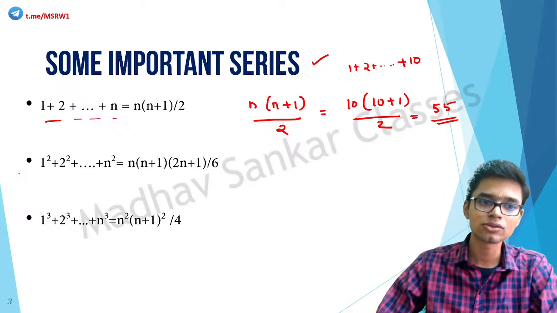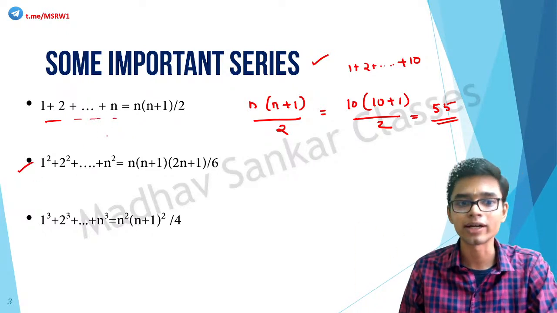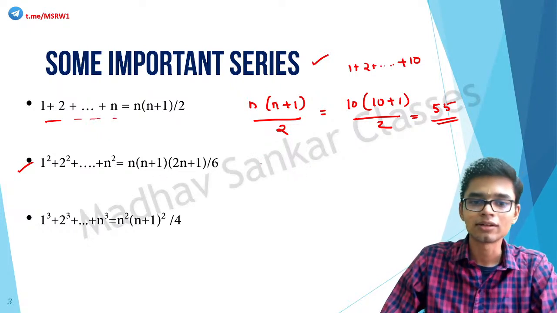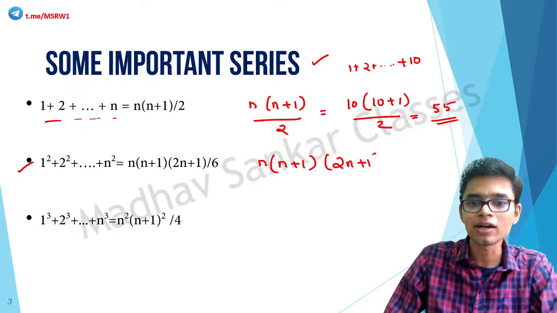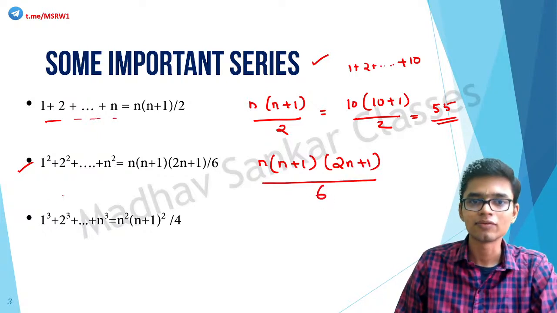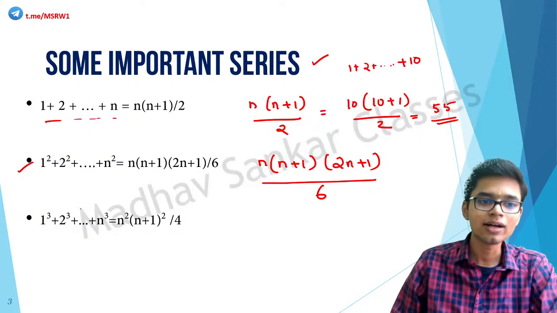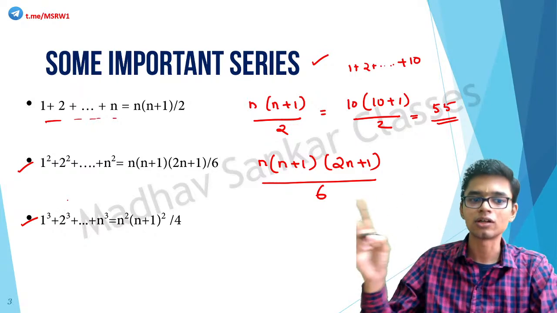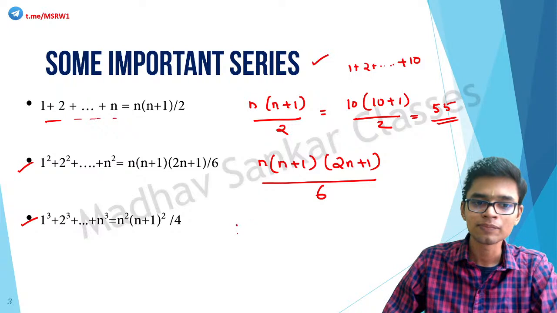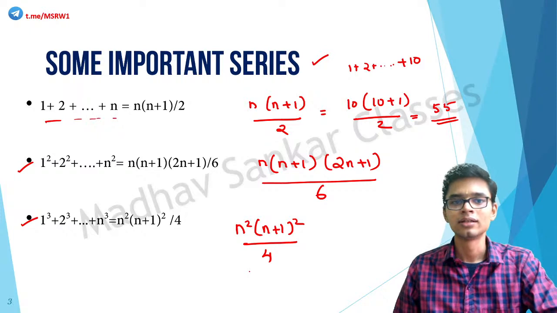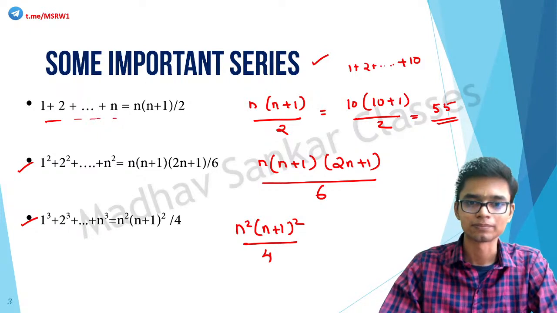Second one, 1 squared plus 2 squared plus 3 squared all the way up to n squared. The formula is n into n plus 1 into 2n plus 1 divided by 6. Very, very important. We will be doing questions. Third one, the sum of the cubes of the first n natural numbers, 1 cube plus 2 cube all the way up to n cube. There the formula becomes n squared into n plus 1 the whole squared divided by 4. These three are very important. Please learn them by heart.